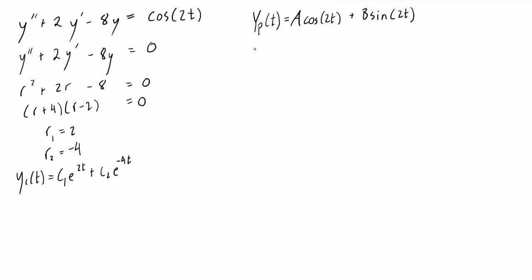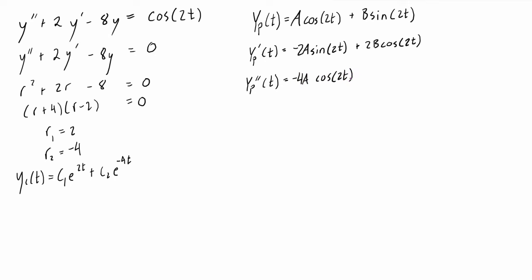So what we want to do now is take the derivative of this. We have yp prime of t equals negative 2a sine of 2t plus 2b cos 2t. And then we want to take the derivative again, so we get yp double prime of t, and that's equal to negative 4a cos of 2t minus 4b sine of 2t.